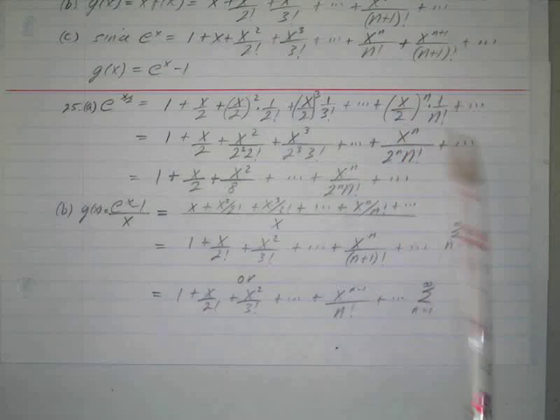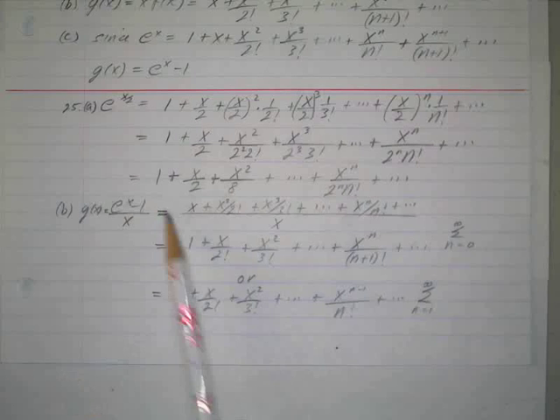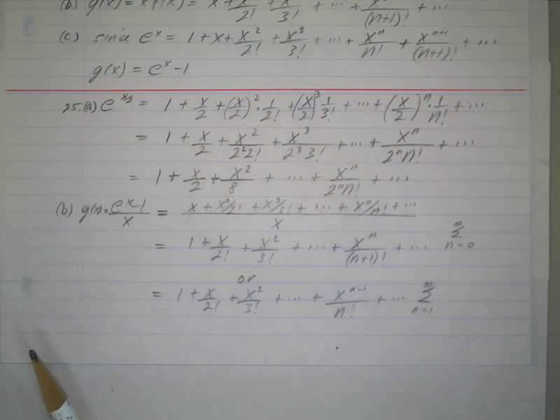And then you could raise this x to the n and this to the n. And this could give you a general term. So you could write it like this. Okay, so that's the first thing they want you to do: write the first three non-zero terms.